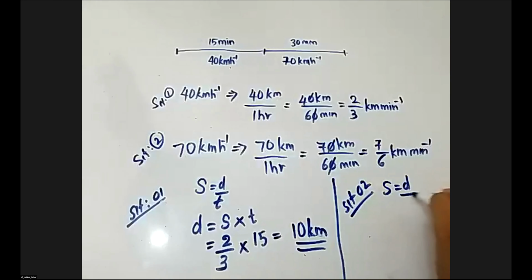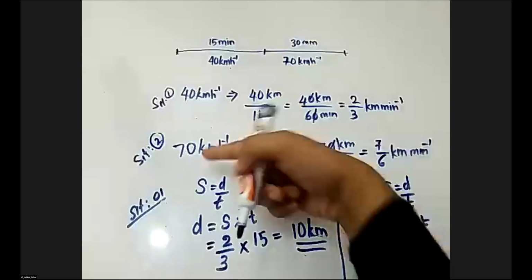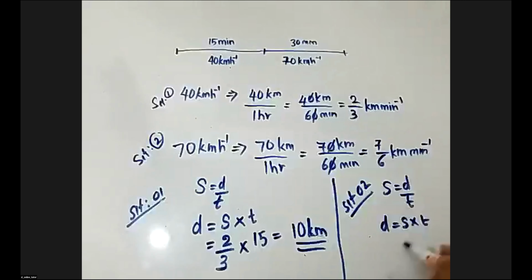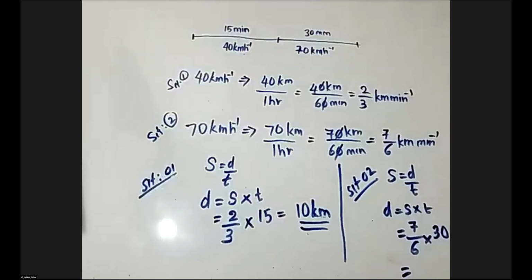Same way you are finding the distance for situation 2. Speed equals distance over time. Distance is equal to speed into time. The speed is not this one, the new one. 7/6. Time is given here, 30 minutes. Don't take decimals. As I'm saying, go with fractions, easy to multiply. 7/6, 30 divided by 6 is 5. 7 times 5 is 35 kilometers. Now, this is the distance of the bus in the second situation. This is the distance in the first situation. See whether you understood up to this point.